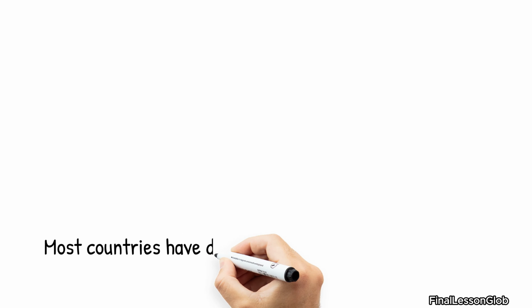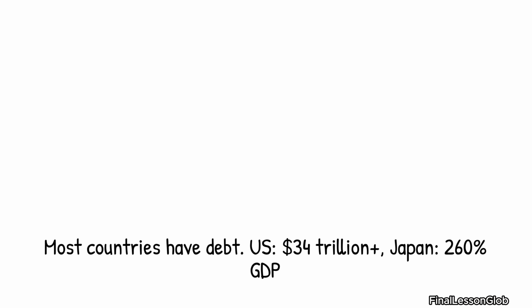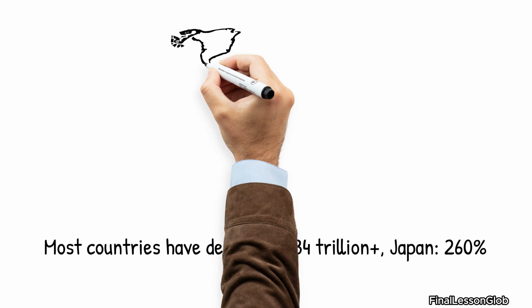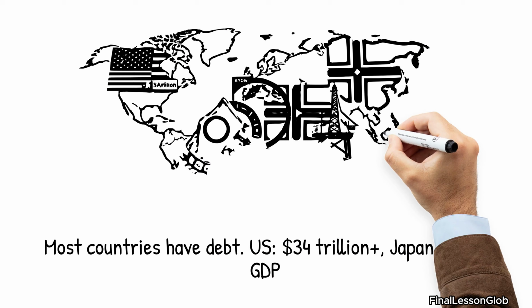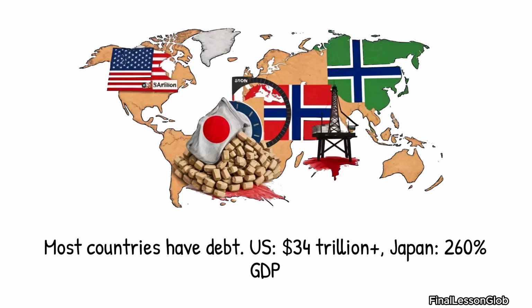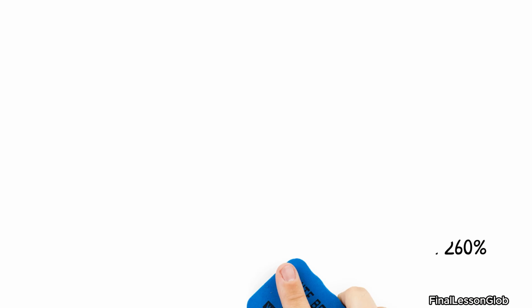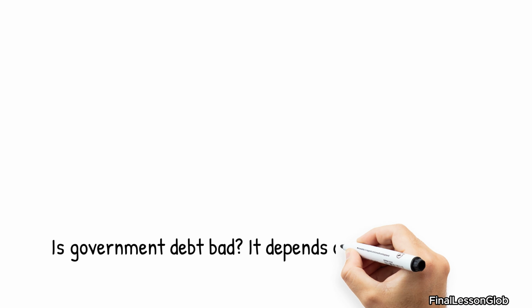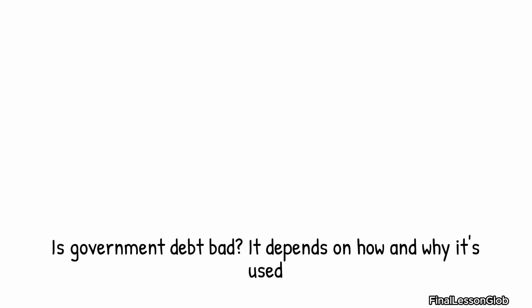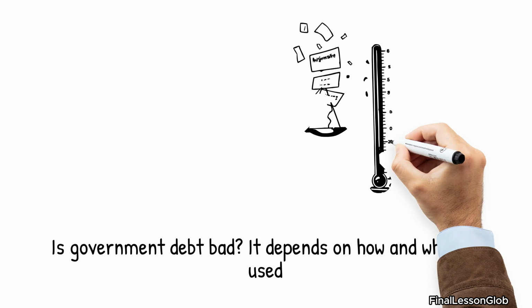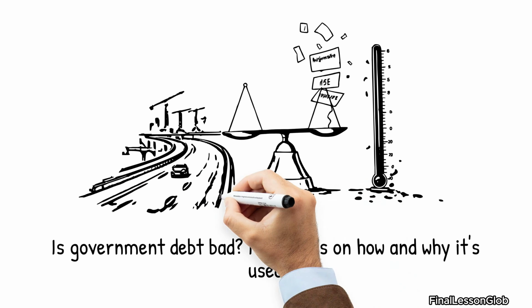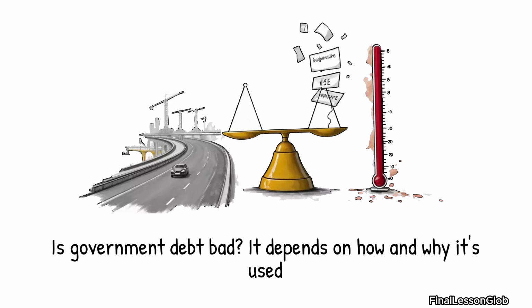Most countries have debt. The US, over $34 trillion and counting. Japan, over 260% of GDP. Norway is basically debt-free, but only because they accidentally struck oil. So, is government debt bad? It depends. Debt is fine if it's used for productive investment, like infrastructure. It stays sustainable, doesn't grow faster than GDP. Interest rates are low. Debt is bad if it's used to fund votes and nonsense.